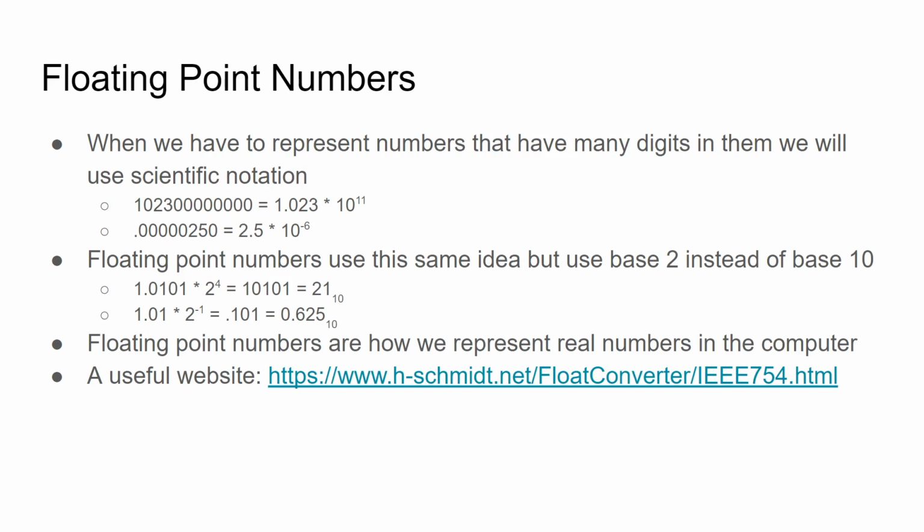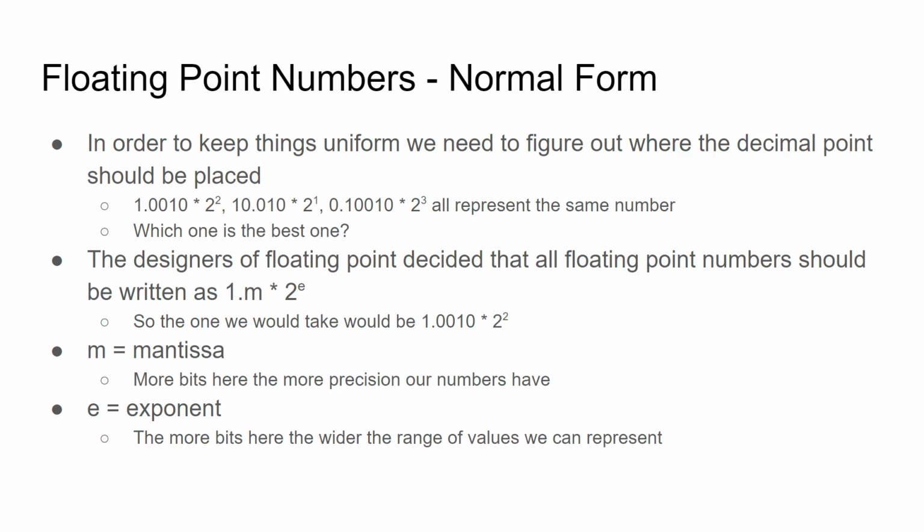I feel like I skipped something. Oh yeah, I did skip a slide. There we go. Sorry about that. So in order to keep things uniform, we need to figure out where the decimal point should be placed. If we have 1.0010 times 2 squared, or 10.010 times 2 to the 1, or 0.10010 times 2 to the 3, they all represent the same number. So out of these numbers, which is the best one?